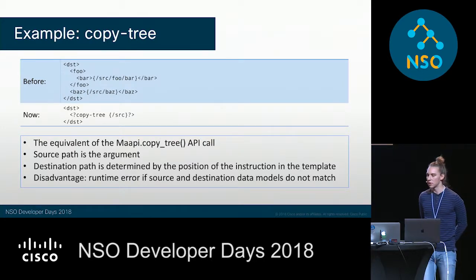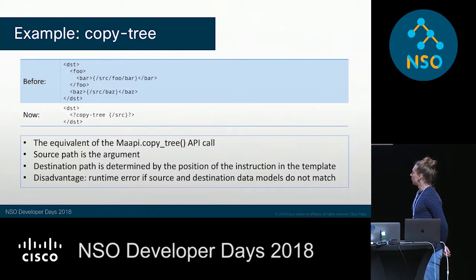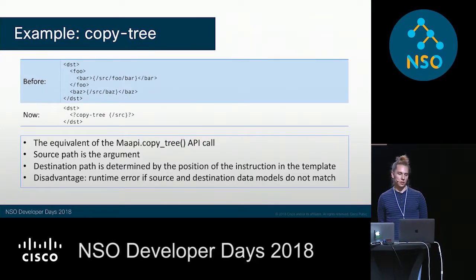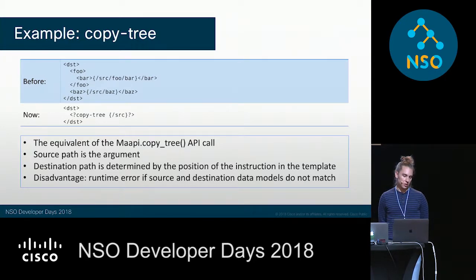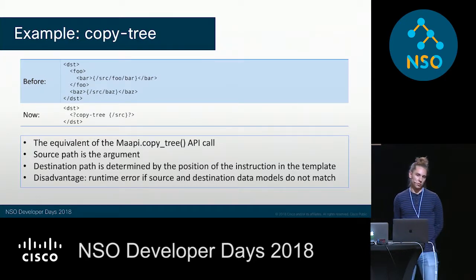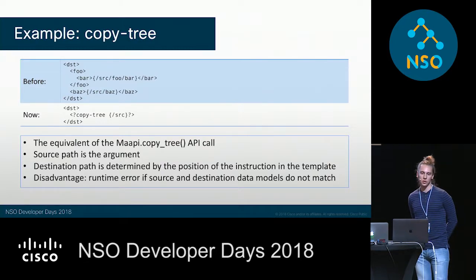There is a downside though, in that we cannot validate this at load time. So if your source tree is not a proper subset of the destination tree, then it is going to fail at runtime, unfortunately.